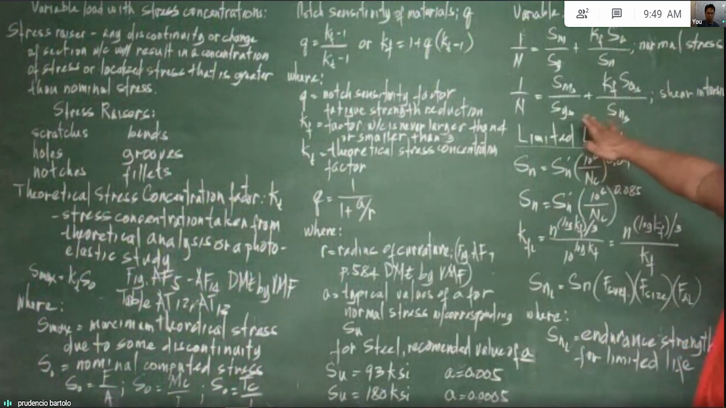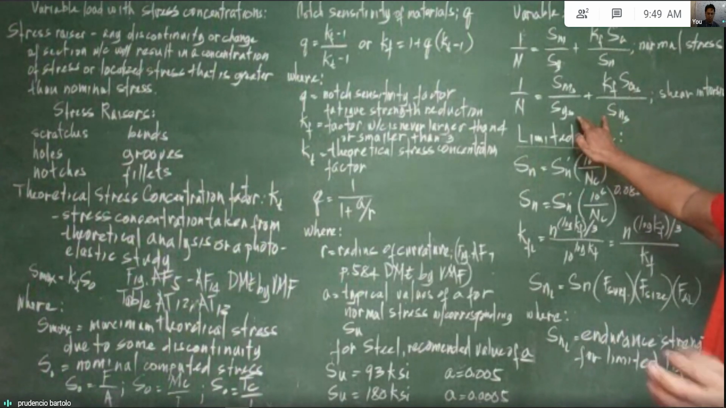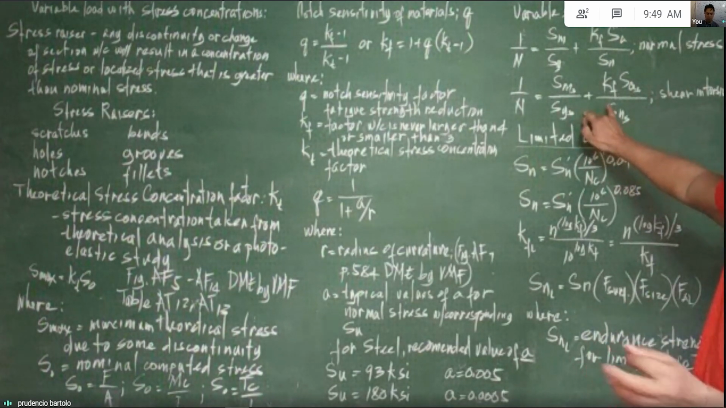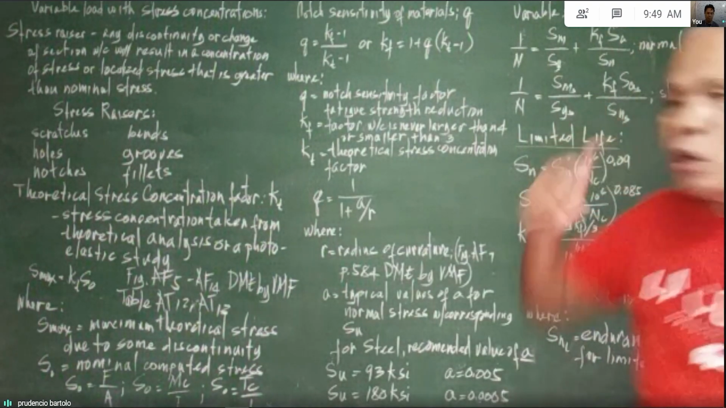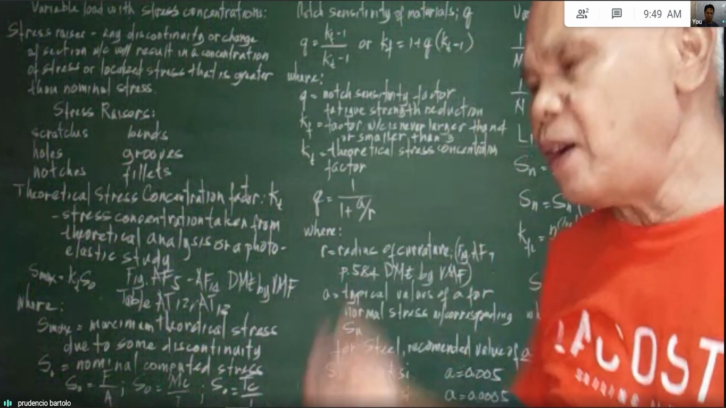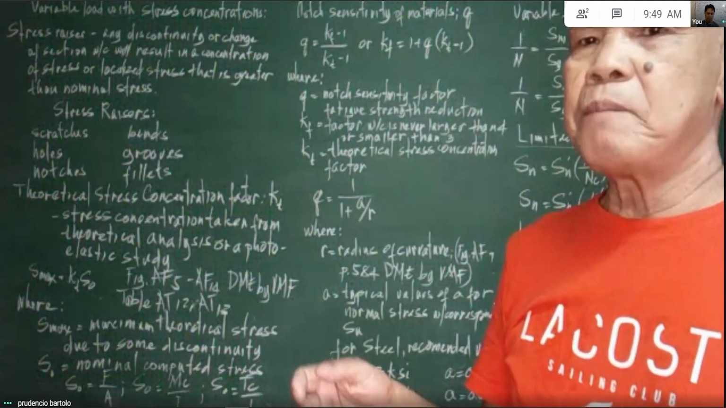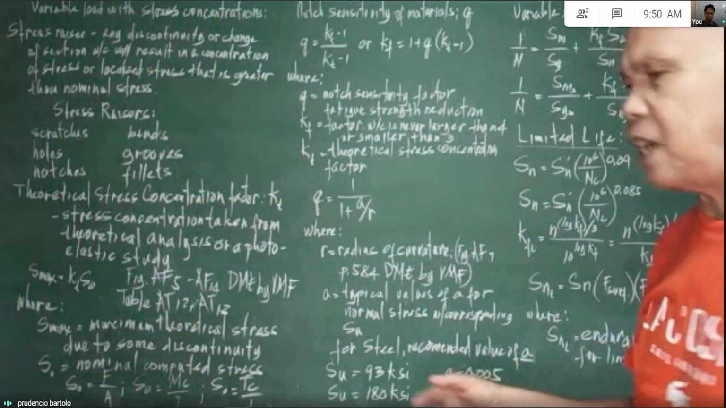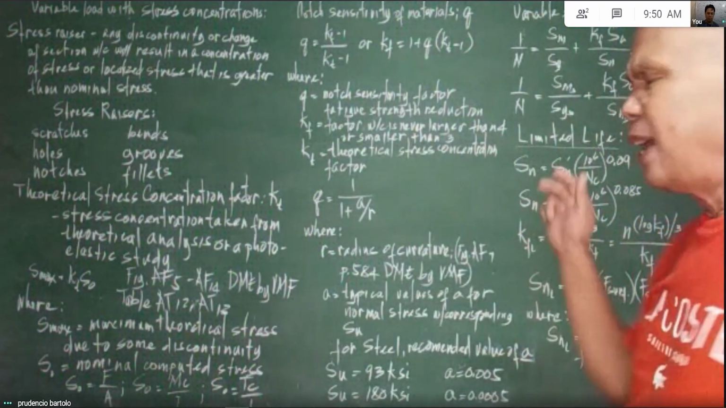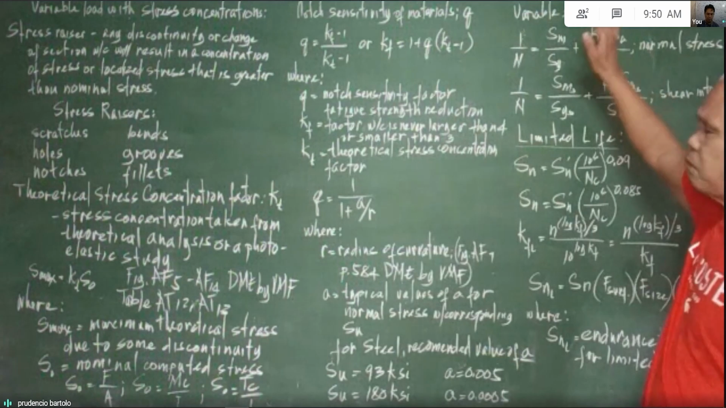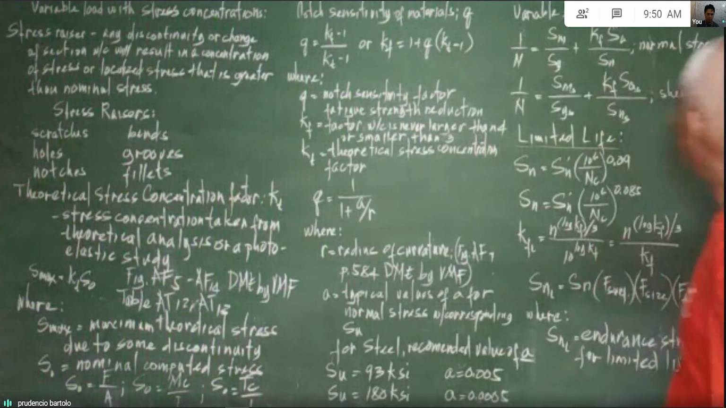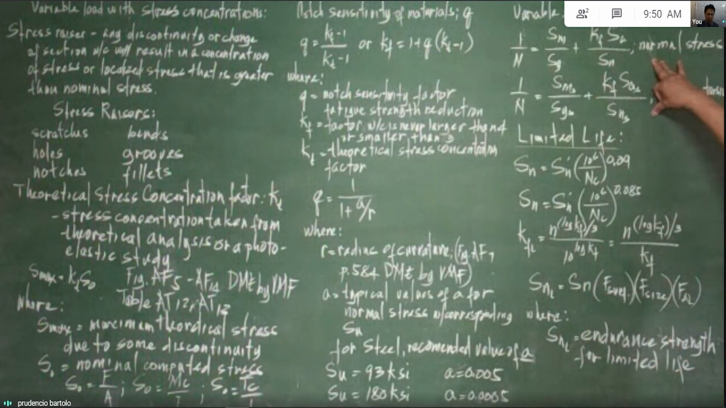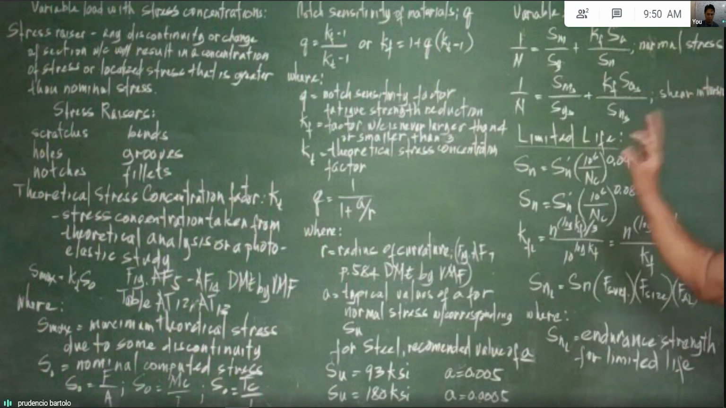It is because that will be taken for considering the Soderberg line criteria for shear in torsion. Because the Goodman line equation is only used for brittle material, which will not be considered. Brittle material will not be considered in considering variable loads with stress concentrations. So these are the equations or the formula that we are going to apply.